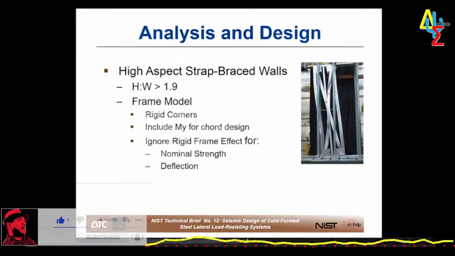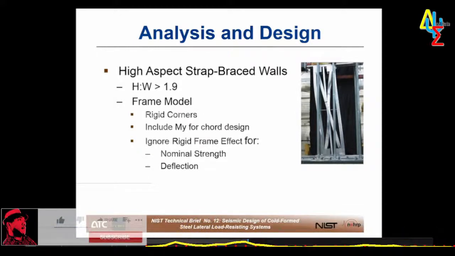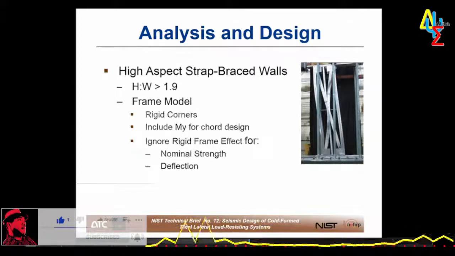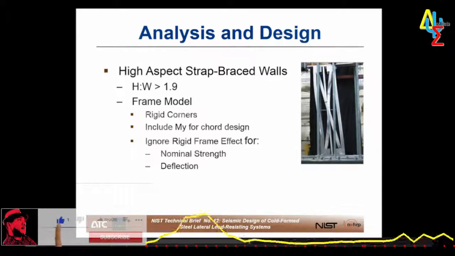But the frame model should not be used to increase the nominal strength of the system because we're estimating the rigidity of those connections, and they're normally not specifically designed for that. So while the rigidity is there, we don't want to rely on that to add strength to the system beyond what we would predict if it were not there. The model should also not be used to reduce the deflections. In other words, you would base your deflection calculations on a non-rigid frame model or a pinned-end model, even though we have to design the cord studs for this notion of the rigid corners.